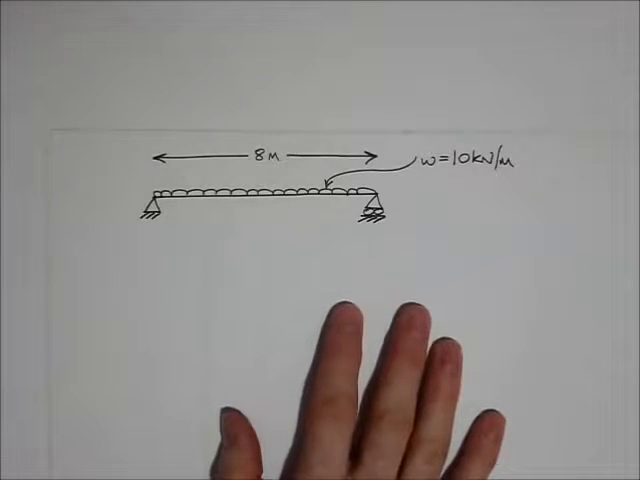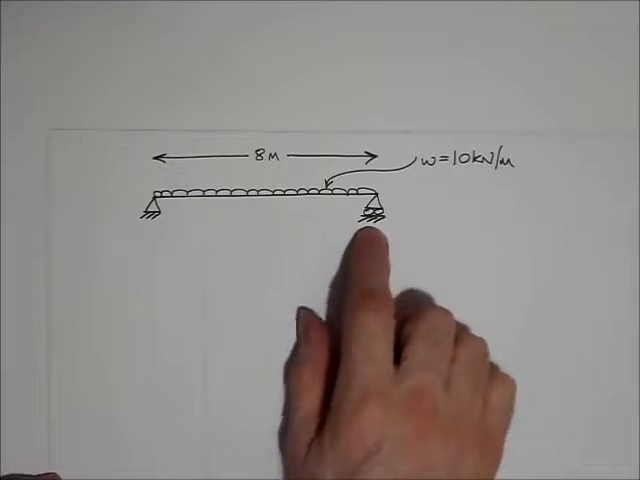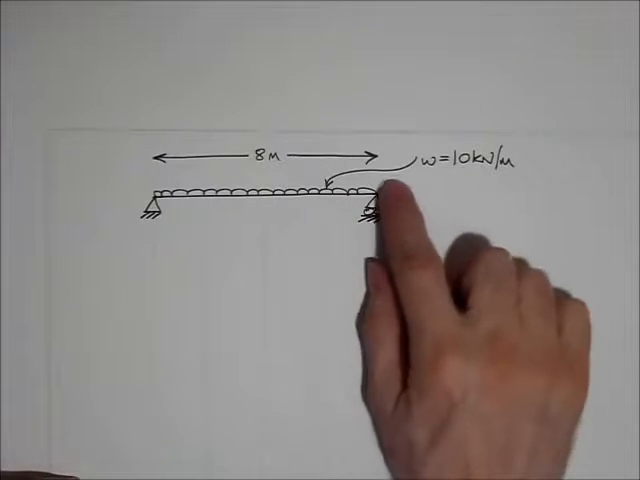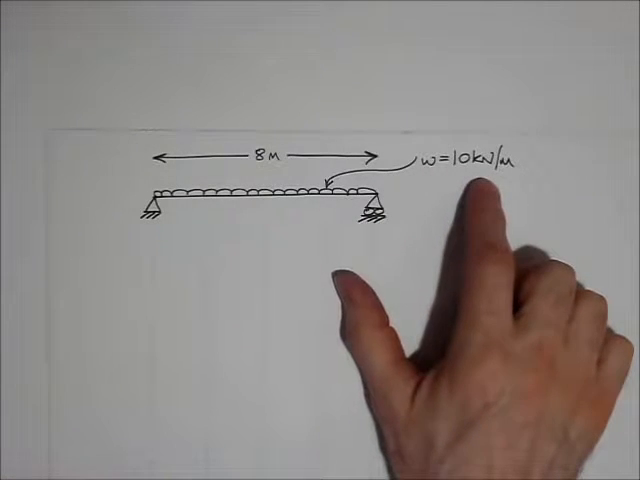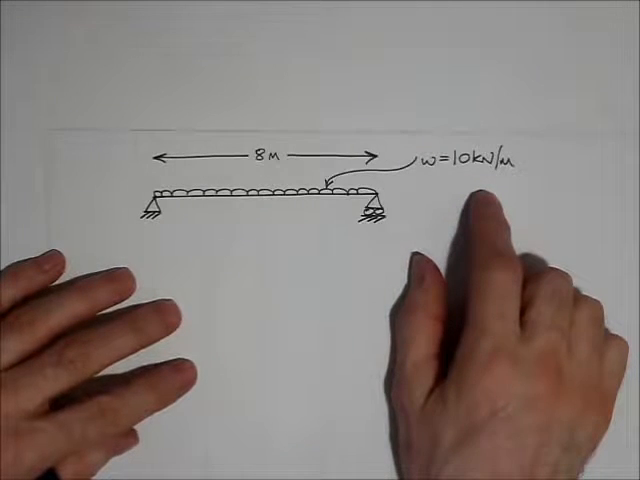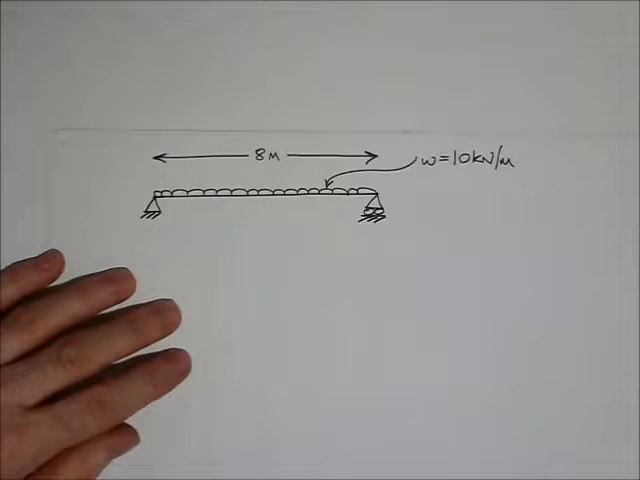Hi, here's a tutorial for a simply supported beam that's 8 meters long, supporting a uniformly distributed load, that's a UDL of 10 kilonewtons a meter. We're going to look at the deflected shape of the beam roughly, and then we're going to see if we can draw the bending moment diagram for the beam.